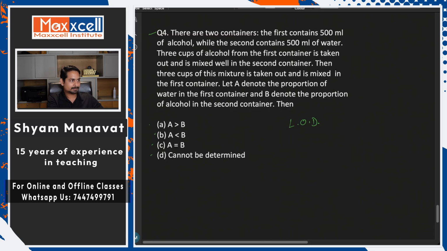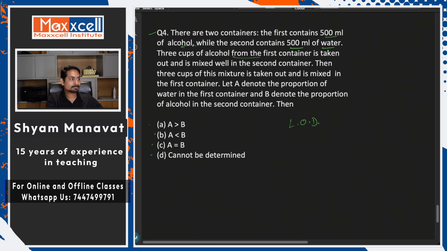The first container is 500 ml of alcohol and the second one is 500 ml of water. Three cups of alcohol from the first container is taken out and mixed with the second container. Then 3 cups of the mixture taken out from the second container and mixed with the first one.